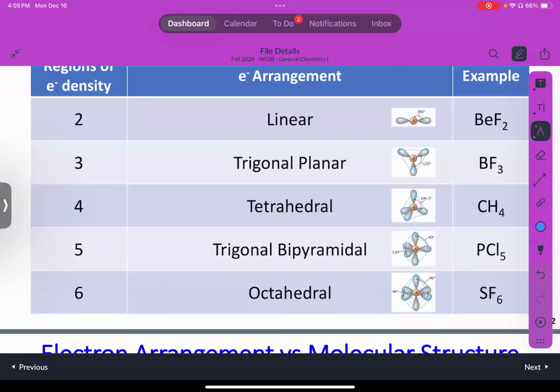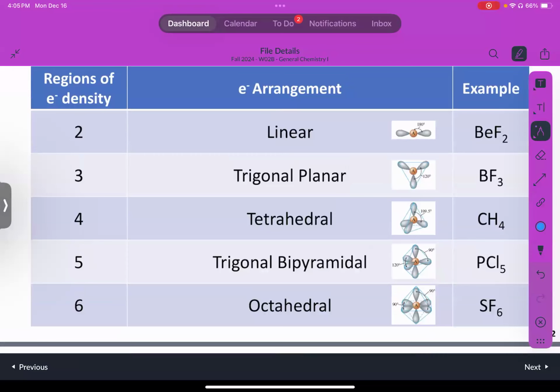He talks about it in regions of electron density, right? Without any lone pairs, 2 regions of electron density connected to the central atom would be linear. An example would be CO2. Something with a trigonal planar structure would be boron trifluoride, or formaldehyde, with an O and H like this. Tetrahedral would be CH4.